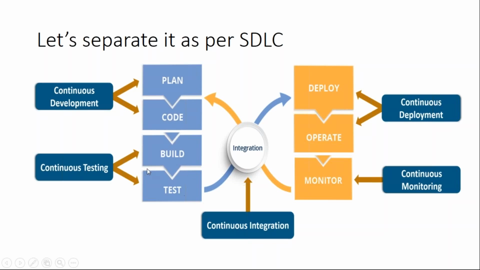Then the test. Once the build is done, you need to test whatever functionalities you have been given. This left side is the dev side, where development and testing are both done. That's called continuous development and continuous testing. Once testing is successfully completed, your source code should go for deployment, right? How will it go? Some tools take your build or release to the deployment side. That's called integration.